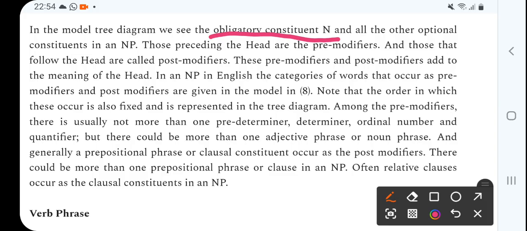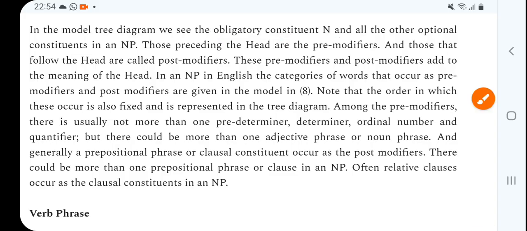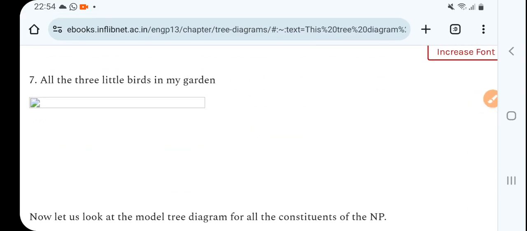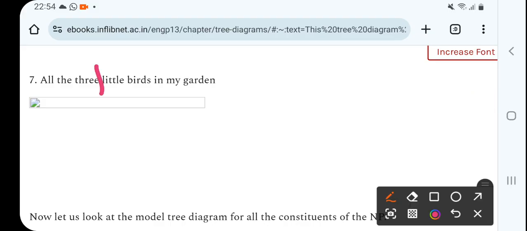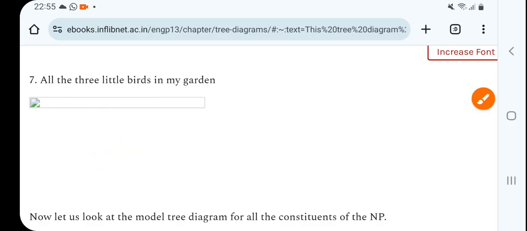Then those preceding the head are the pre-modifiers. What is a modifier? A modifier means a word that modifies, like an adjective. In "three little birds", birds is the noun, and little is an adjective, and three is also an adjective. So two adjectives are there, and each will be known as a modifier.